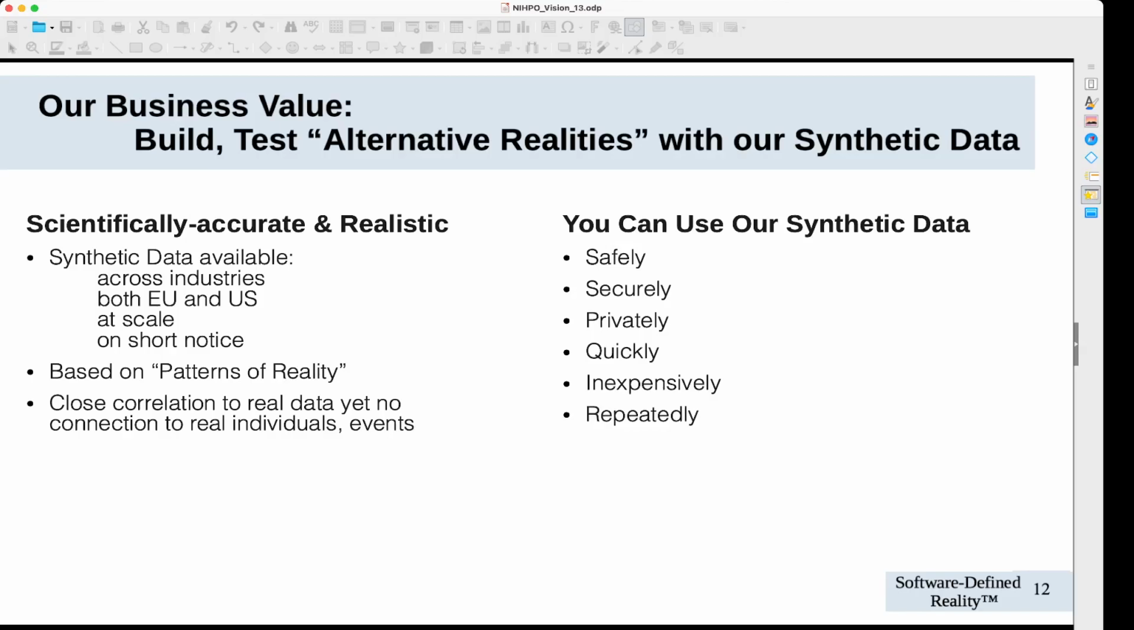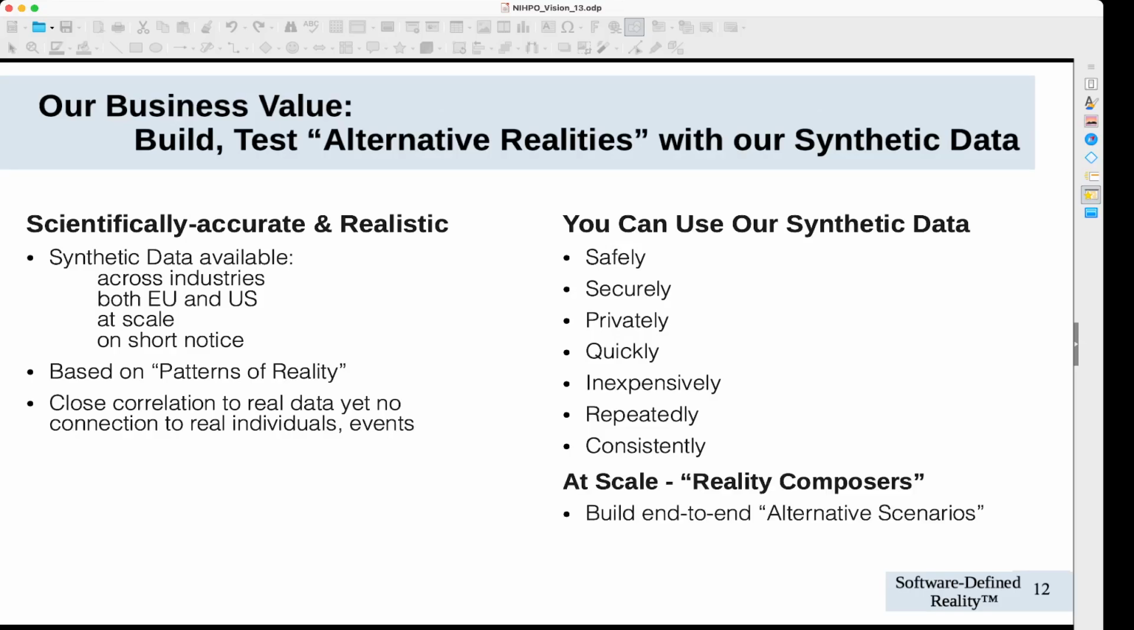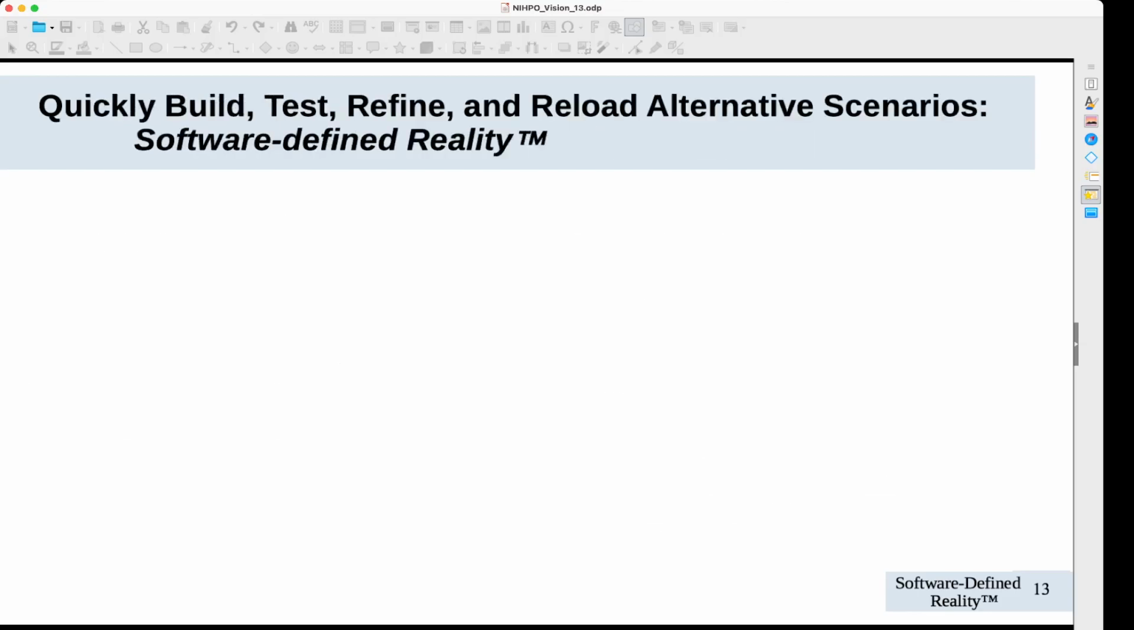And repeatedly, you can take these data sets, these cohorts of people, and you can rerun them as many times as you want. And this gives you consistency, because the same patterns of reality present themselves across all the data sets that we deliver. At scale, what we're building here is what we call reality composers, where through our synthetic data, we allow you to build end-to-end alternative scenarios, so you can build, run, evaluate, adjust, and rerun those scenarios. Let me cover that. So what are those scenarios?